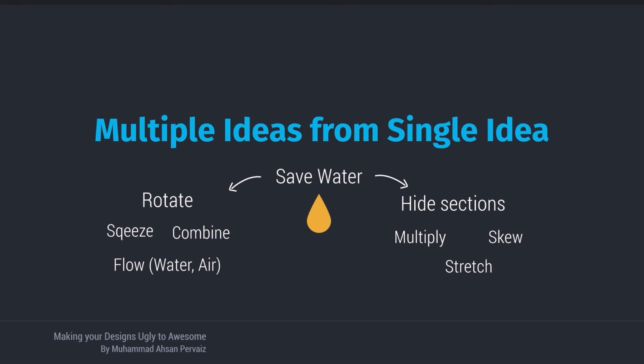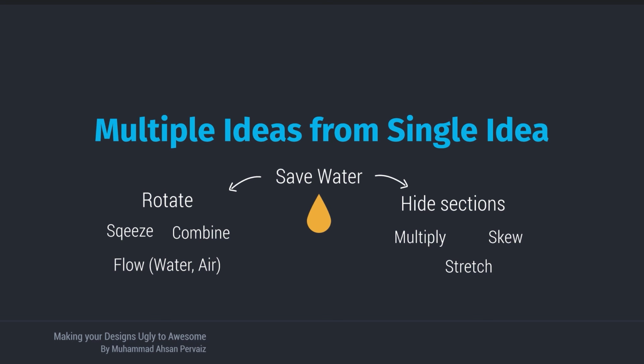Now there is another idea which I thought about a lot, and that is how to generate multiple ideas from a single idea. For example, I created this logo, this droplet, for save water. The first thing I can do is rotate it, I can squeeze this symbol, I can combine different symbols with it. For example, I can combine a hand with this symbol so it shows save water, or I can show the flow of water in it.